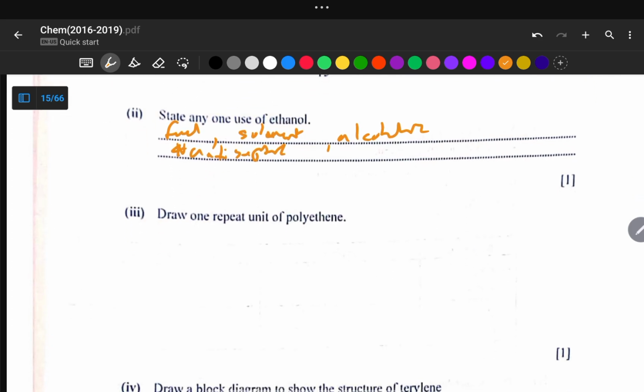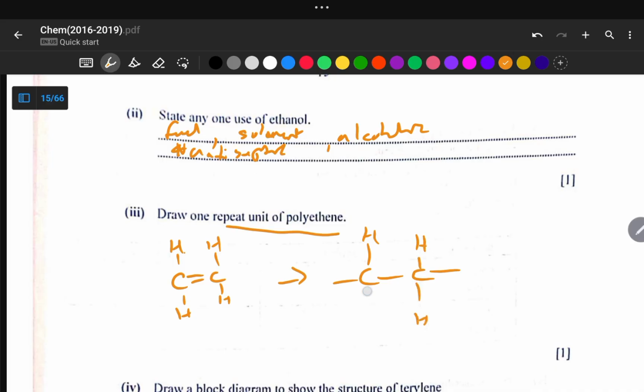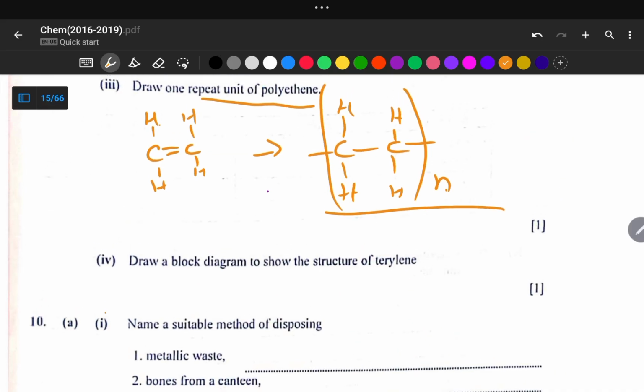And then draw one repeat unit of polyethylene. So we start with ethene. This is the ethene, the monomer, right? And then for the repeat unit, you are simply breaking up this carbon to carbon double bond, right? So this is the repeat unit. Are we together? And then the next question says draw a block diagram to show the structure of terylene.